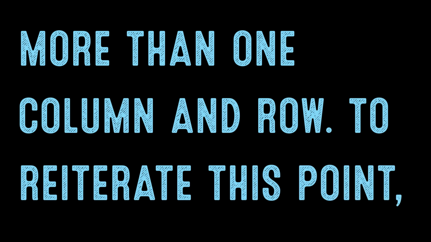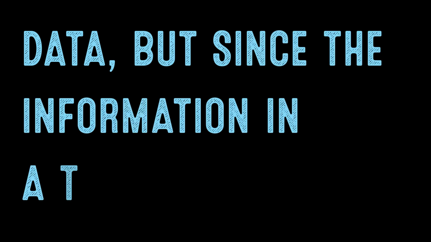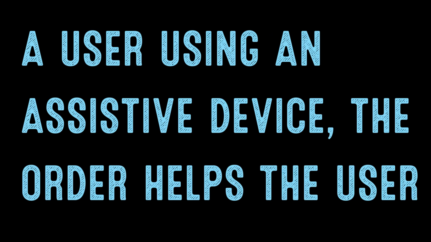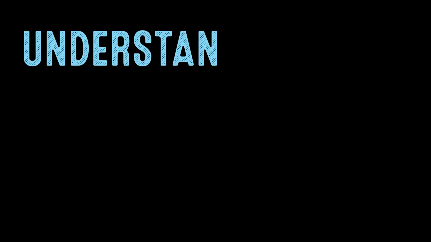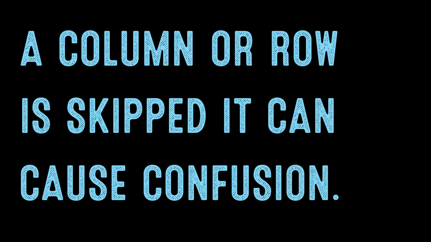To reiterate this point, it may be aesthetic to sighted users to not see repeated data, but since the information on a table is read to a user using an assistive device, the order helps the user understand to which column or row the data belongs. So if a column or row is skipped, it can cause confusion.